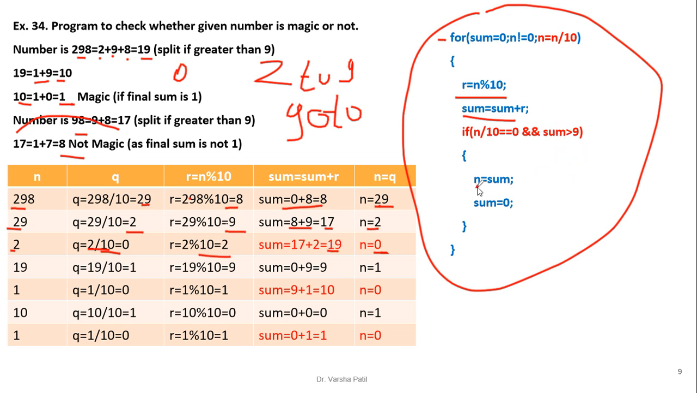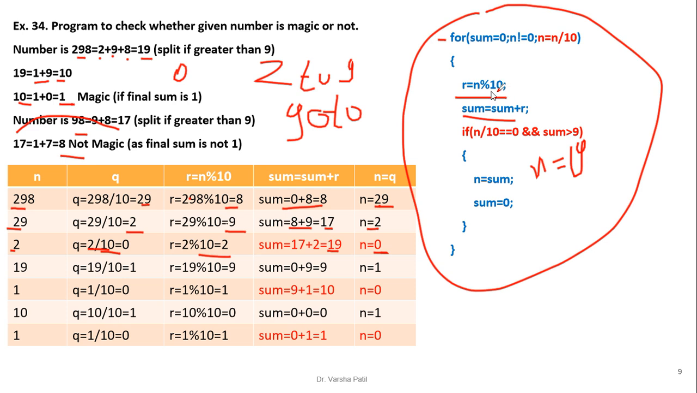So what we are doing: n equal to sum and sum equal to 0. Why sum equal to 0? Because whatever number is greater than 9 is assigned to the number. So the number becomes 19 and the sum becomes 0. Again we will continue the loop, and we will not move out of the loop because our n is still not 0. I will explain once again.